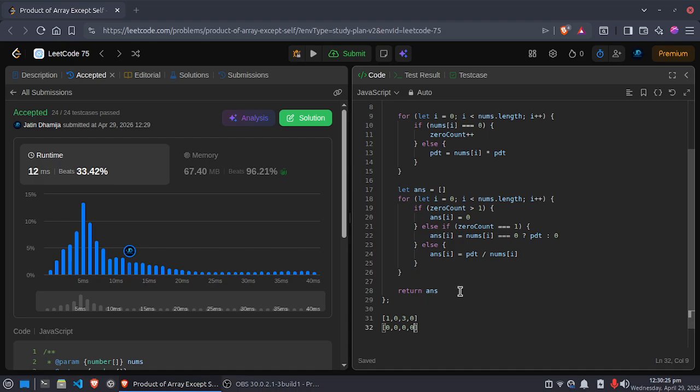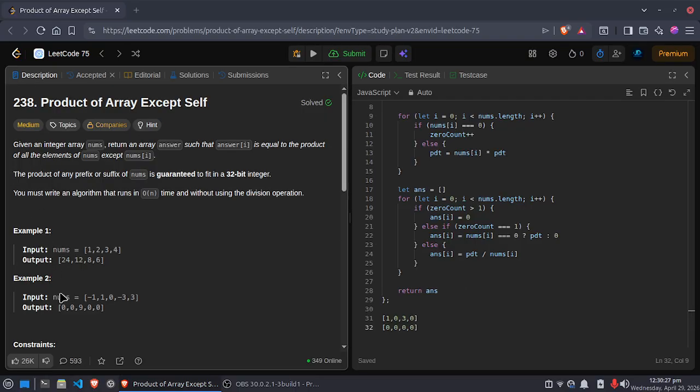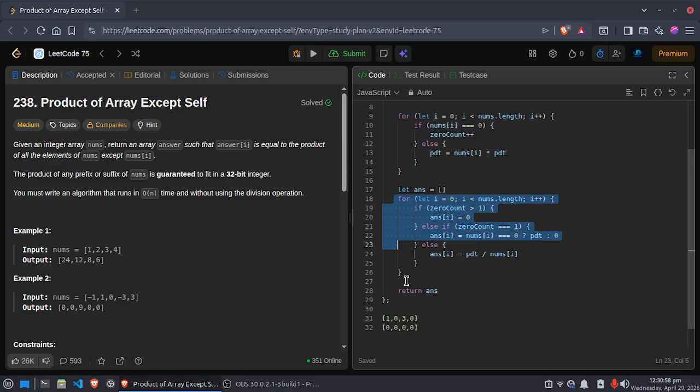Case 2 is if there is exactly one 0, like in example number 2, then we have to handle that case also. If nums of i is 0, then give the product, else everyone is 0. And case 3, if there is no 0, then simply total product divided by the current number. This solution is easy to understand and runs in O(n) time complexity, because we are using just a single for loop, no nested for loop.